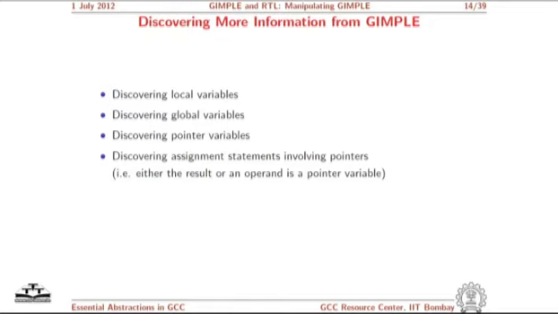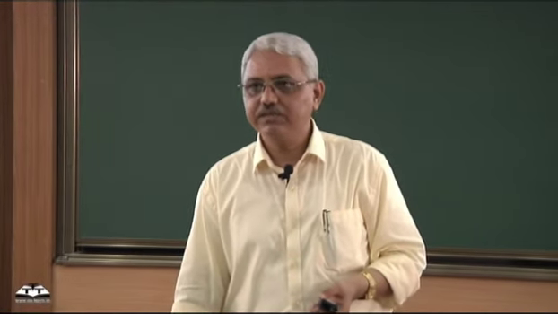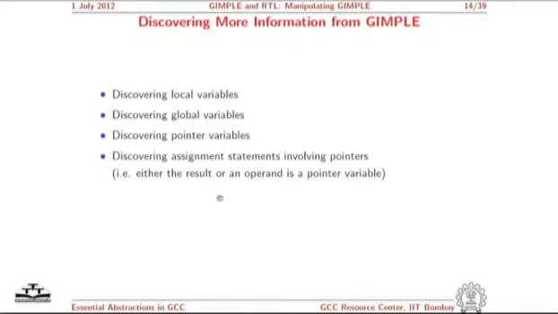Okay. So we will look at some sample examples in order to discover more information. Let us see how we can discover local variables, how we can discover global variables. All this will be a part of the code that is given to you in resources for the lab assignments. And I will show you one example of how to discover pointers in statements and how to write a pass for discovering assignment statements involving pointers. And what do I mean by assignment statements involving pointers? Either the RHS is a pointer or the LHS is a pointer. Of course, if the LHS is a pointer, the RHS better be a pointer. I mean, you can't have a non-pointer assignment being made to a pointer unless you want to change the type structure.